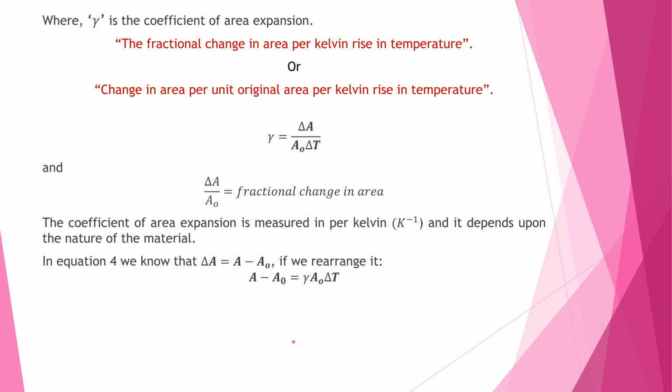Now in equation 6 we know that delta A is equal to A minus A naught. So A minus A naught will be equal to gamma A naught delta T, or we can say that A is equal to A naught plus gamma A naught delta T, and the final expression will be A is equal to A naught into 1 plus gamma delta T. So this expression is actually the final area of a rectangular plate, and it is equal to the original area of a rectangular plate into 1 plus gamma, the coefficient of area expansion, into the change in temperature or rise in temperature.